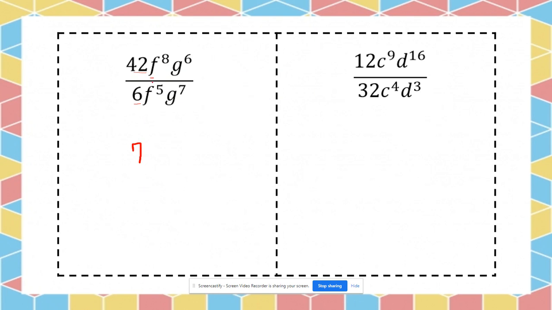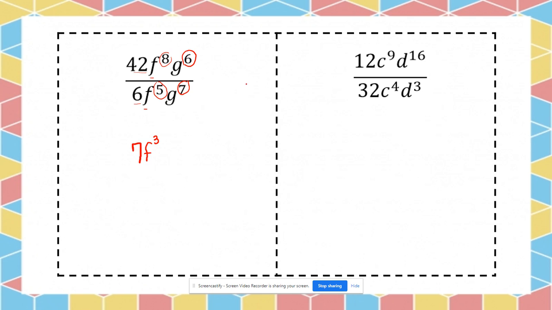Then I have my f's. I have f to the 8th divided by f to the 5th. I'm going to take my exponent of 8 and my exponent of 5, and I'm going to subtract. If I do 8 minus 5, I get 3. So this will have a base of f and an exponent of 3. Finally, I'm going to look at my g's. This has an exponent of 6, and this has an exponent of 7.